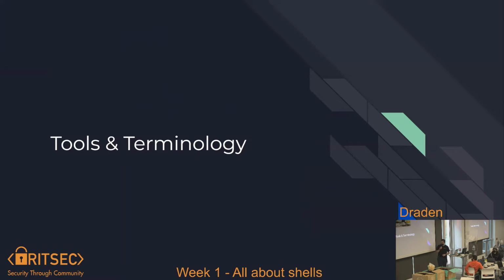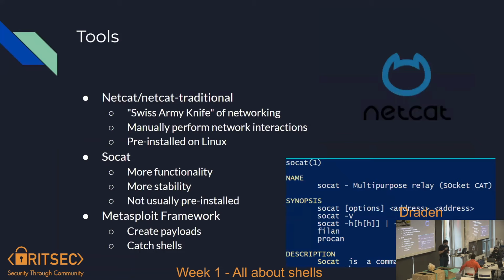Today we're going to go over some tools and terminology. We're going to need to know what is Netcat. It's the Swiss Army knife of networking. Later we'll talk about some reasons why you might need to use Netcat traditional. You can use this mainly to perform network interactions, and it's usually pre-installed on Linux.